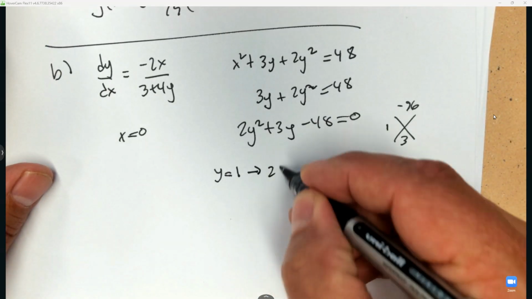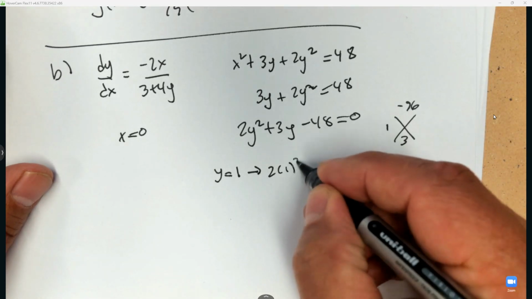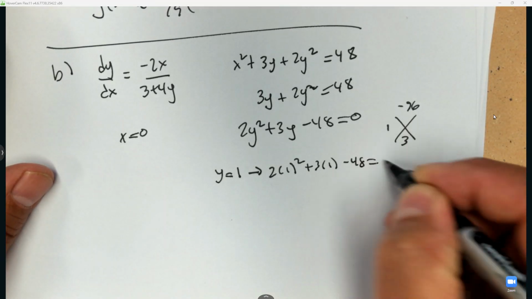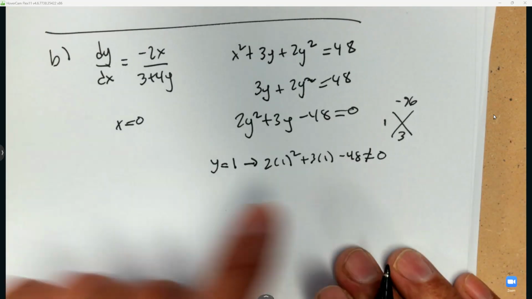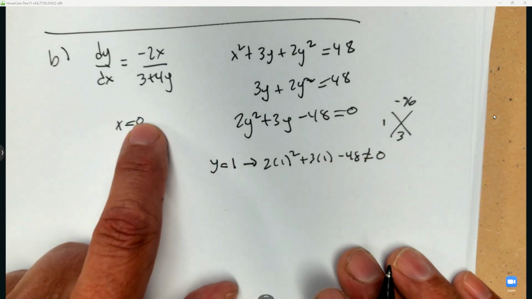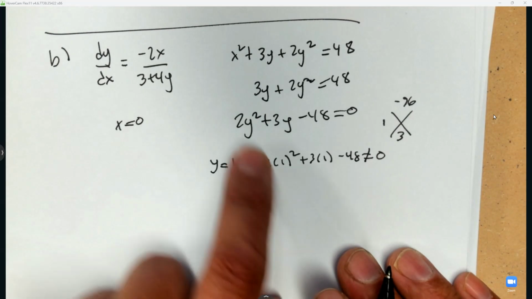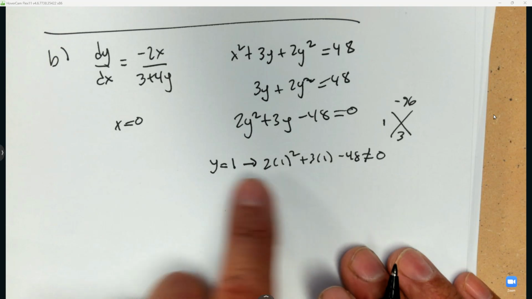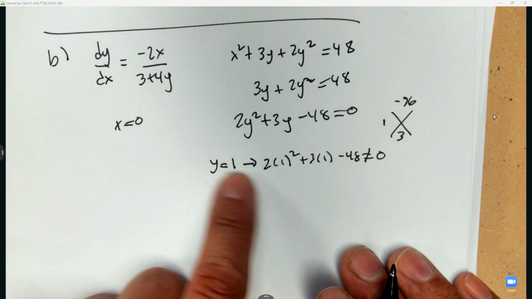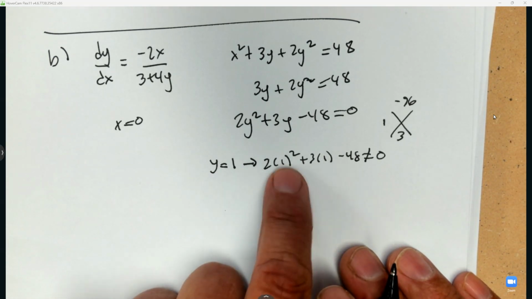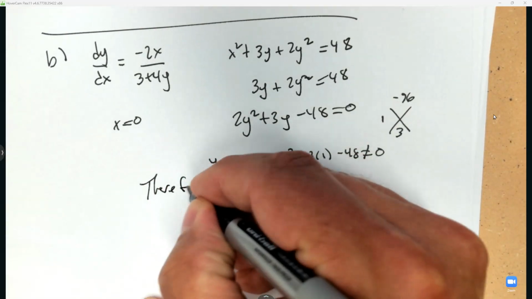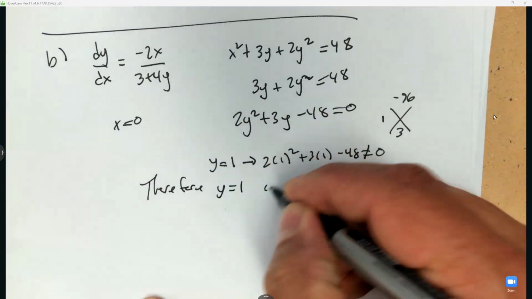So if y equaled 1, so if you went 2 times 1 squared plus 3 times 1 minus 48, I want you to notice that doesn't equal 0. So if x is 0 and if y is 1, it should give you a critical value, right, in terms of what it is. So when I plug in 1, it does not work or fit. Left side does not equal right side. So therefore, y equals 1 is not tangent.